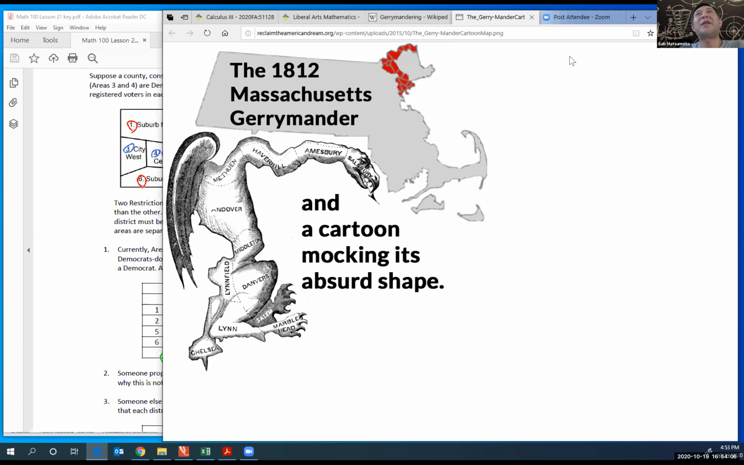Let's see what happens as we look at the notes. So get your notes for lesson number 21 and we'll start.